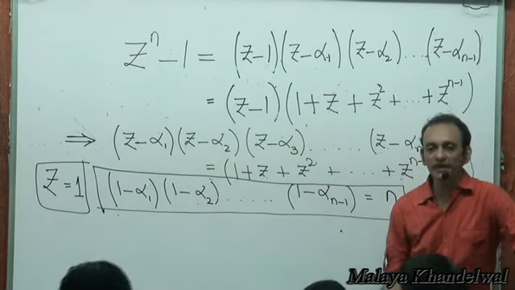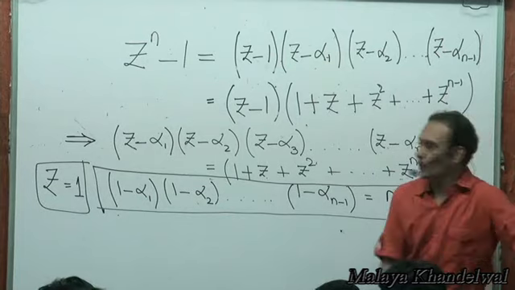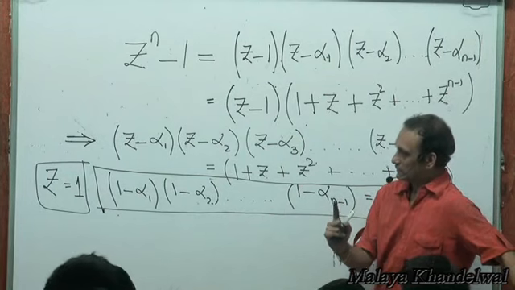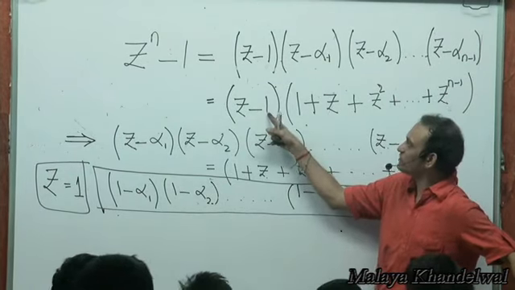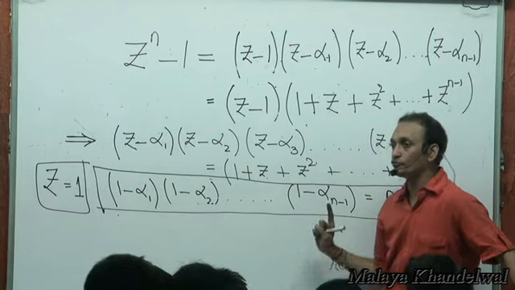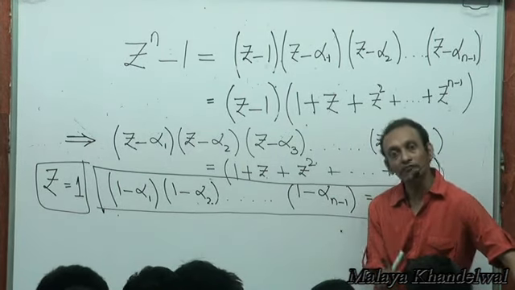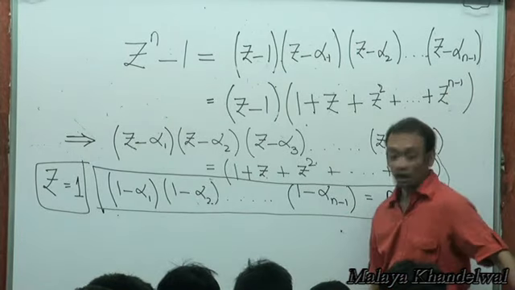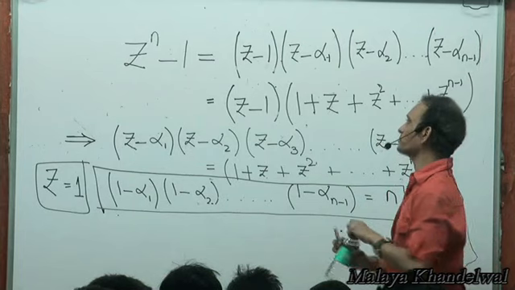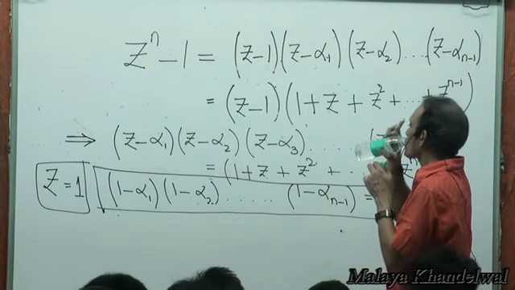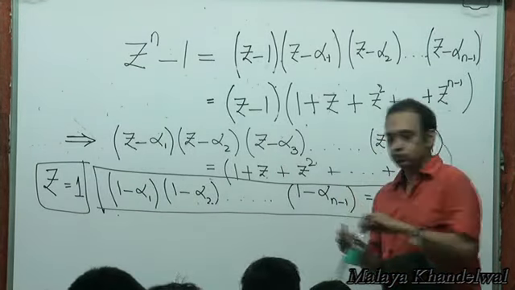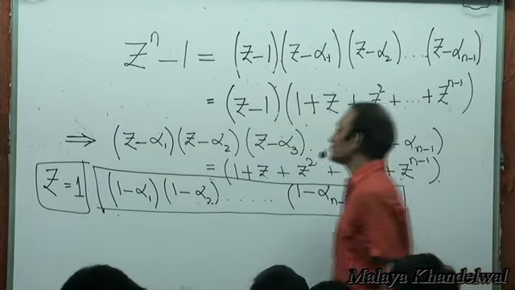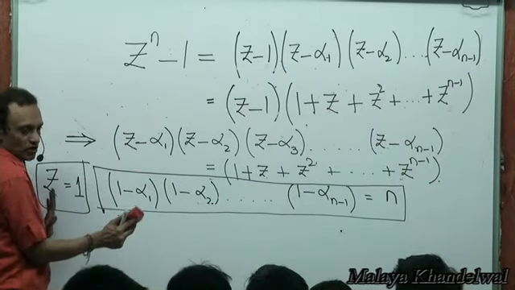Here these n roots of unity exclude z equal to 1. Alpha 1, alpha 2, alpha n minus 1 exclude z equal to 1, right? Because that was alpha 0 that I have excluded. So these are n roots of unity to the exclusion of alpha 0, which is 1. Clear? Now, this is a mighty useful property. See what all it gives us.